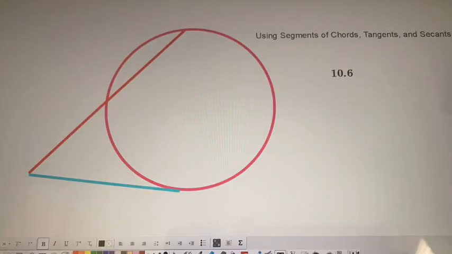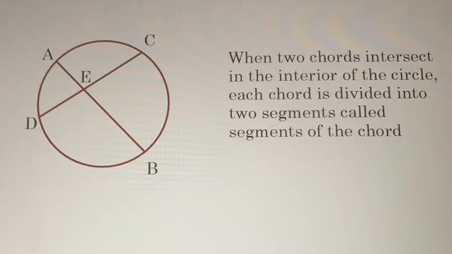We are still in Chapter 10. This is Section 6, using segments of chords, tangents, and secants. So we need to know when two chords intersect in the interior of a circle, each chord is divided into two segments, called the segments of the chords.